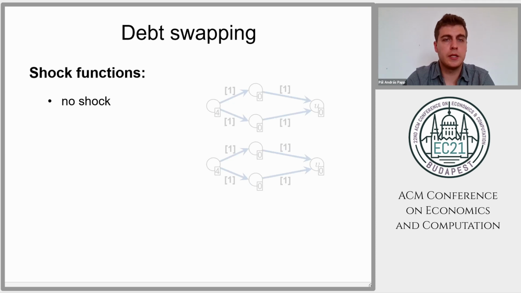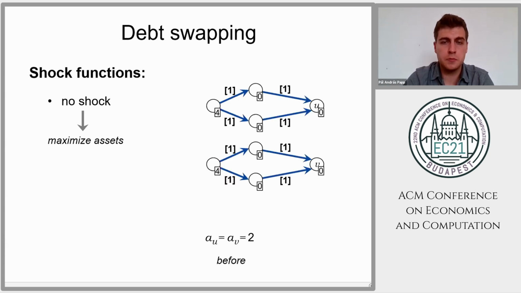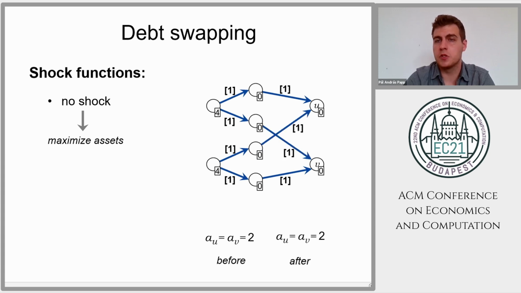The simplest one is when there's no shock in the network at all. So nodes only want to maximize the assets they get from the network. So from this perspective, our previous example was quite simple. Both U and V received a payment of 2 in the original network. And after swapping, they still receive a payment of 2. So this is not a beneficial step if we try to optimize for simply assets.